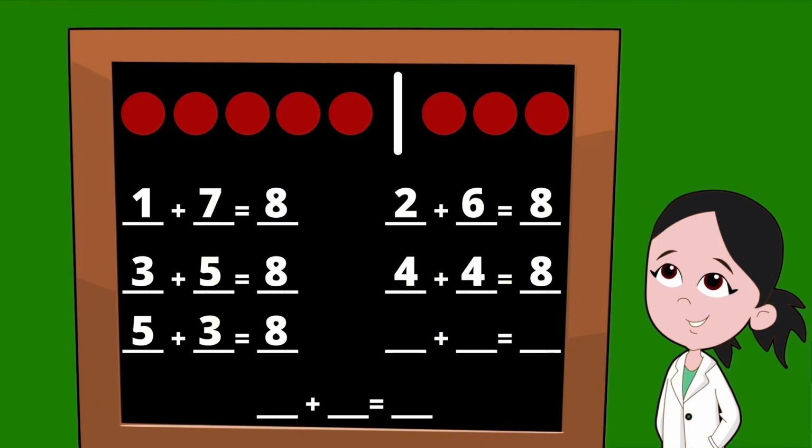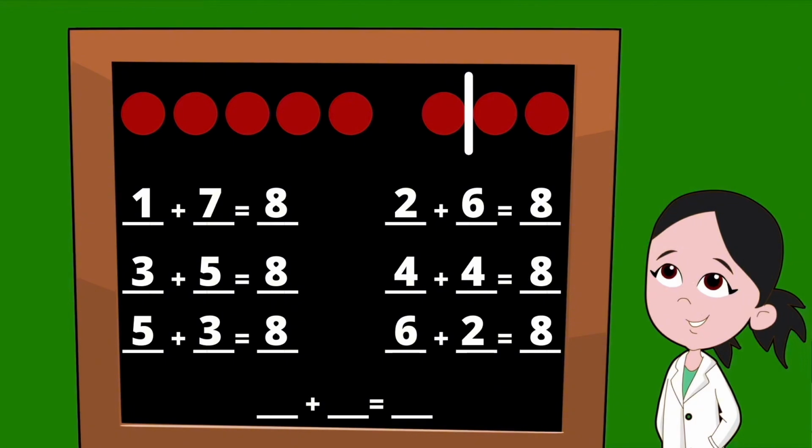Let's go ahead and slide that line over 1 more time. And let's count those dots to the left of our line to get our next partner. There's 6 dots on the left, so our first partner is the number 6. To the right of our line, we have just 2 dots, so our second partner is the number 2. 6 plus 2 equals 8.